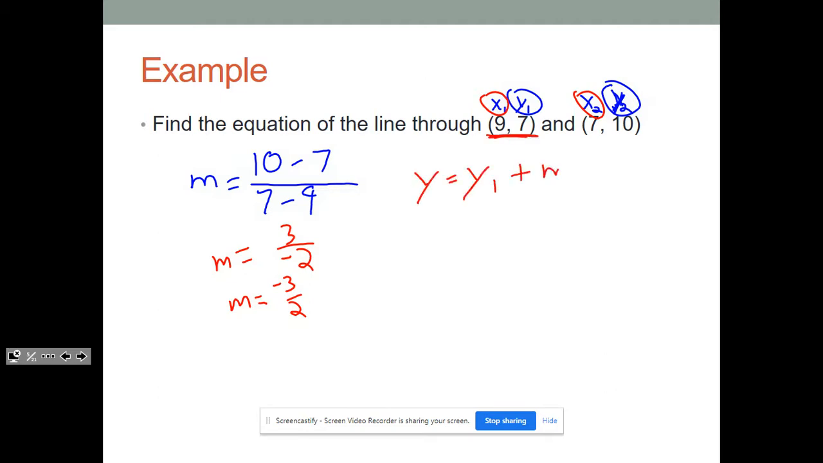A lot easier to use this. Back in high school, I wasn't taught point slope form. We were just taught slope intercept. We had to plug it in and then solve to get B. This is easier this way. So m is negative 3/2.